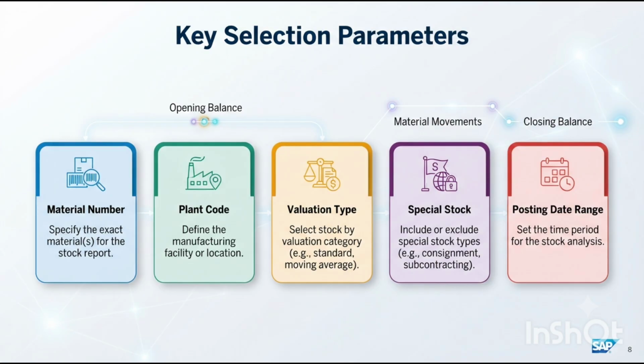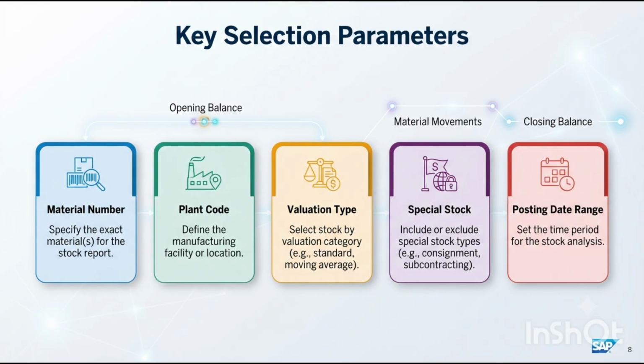Pay special attention to these key parameters. Enter the material number or range, plant code and the exact posting date for which you want the stock report. You can also get multiple materials or plants using ranges. For better results, use the totals only option or only materials with movements checkbox when needed.